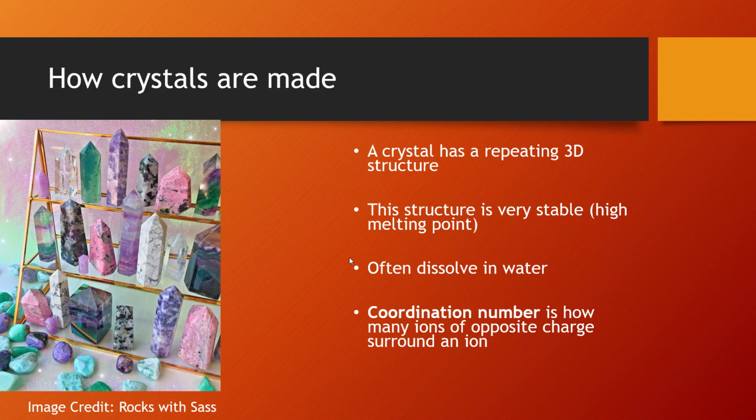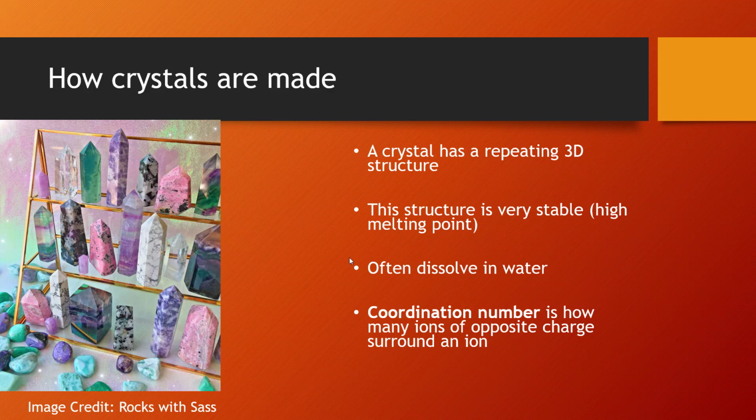Now let's look at some properties of ionic compounds. First off, crystals. A crystal has a repeating 3-dimensional structure, and this structure is very stable, so ionic compounds have a very high melting point. Often, crystals can dissolve in water. Now, these crystals clearly cannot, but if you think about sodium crystals or cupric chloride crystals or iron chloride crystals, they dissolve very readily in water.